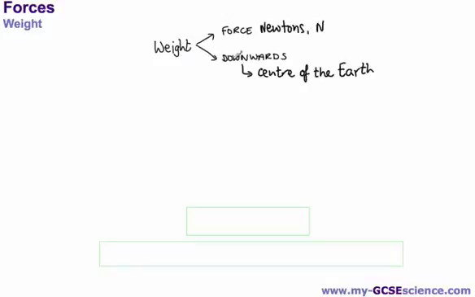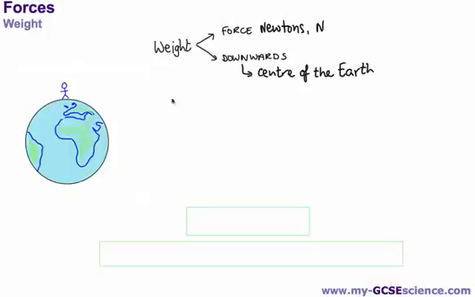And weight always acts downwards, and by downwards we mean towards the center of the earth. So if I was to show you a diagram of the earth with somebody standing on it, the weight of that person will always be towards the center of the earth. So if they're standing on the top, it goes that way. If they're standing on the side there, and at the bottom of this diagram, the weight would always act towards the center of the earth.